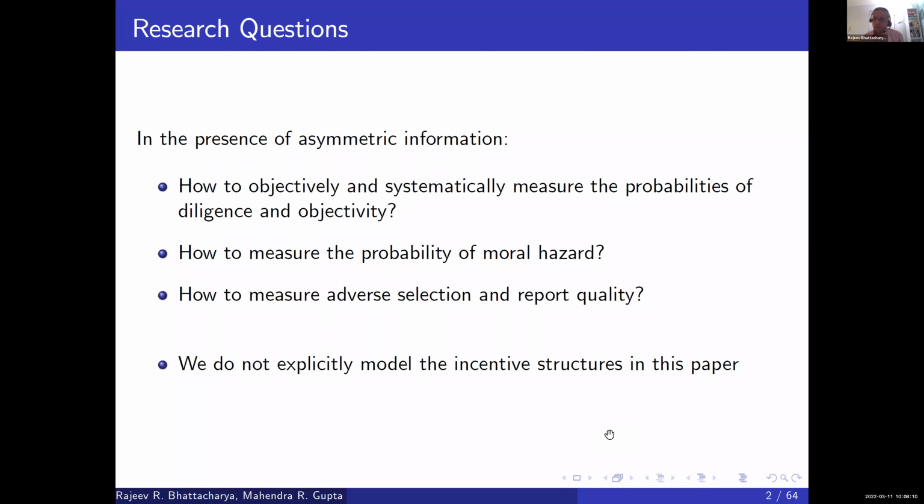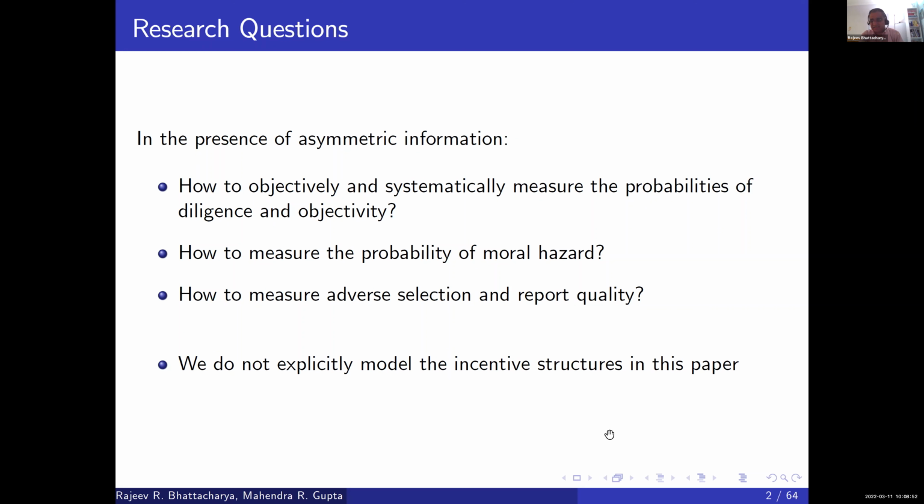What are our research questions? In the presence of asymmetric information, how do you objectively and systematically measure the probabilities of diligence and objectivity? And from there, how do you measure the probability of moral hazard? Up to this point, we'll talk about the probability of diligence, objectivity, and moral hazard. For the next question, how to measure adverse selection and report quality, we won't be able to measure the probabilities, and I will get to that in a brief while.